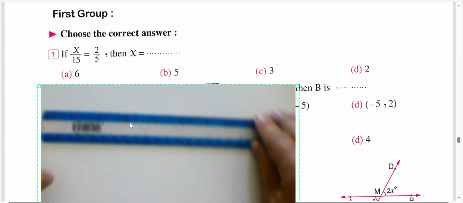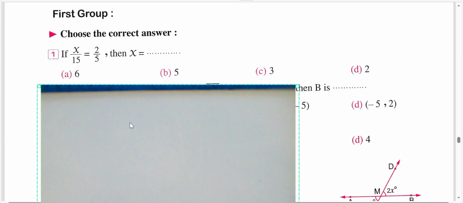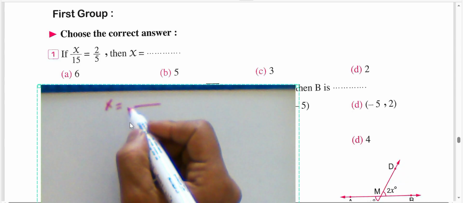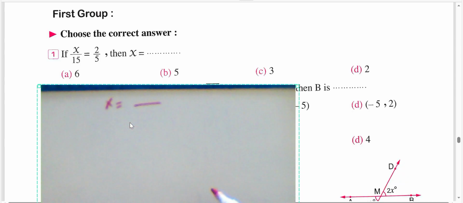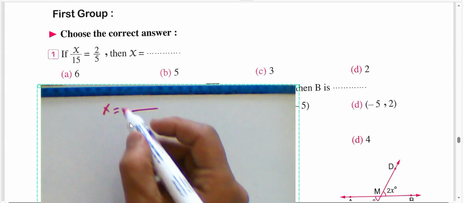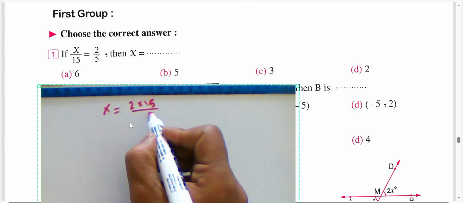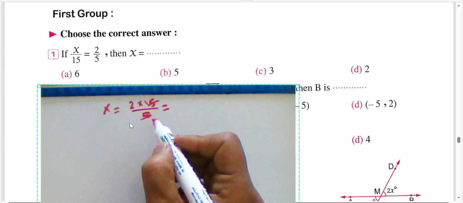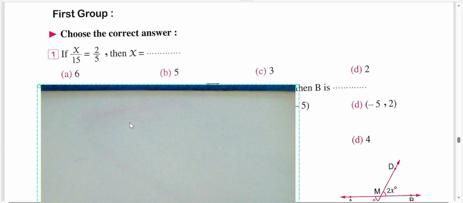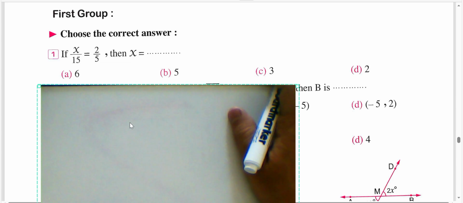Understood? Listen to me about the steps. We can write x equals the product of extremes over the product of means, 2 times 15 divided by 5. 15 divided by 5 equals 3. 3 times 2 equals 6. And the value of x equals 6. Next question.